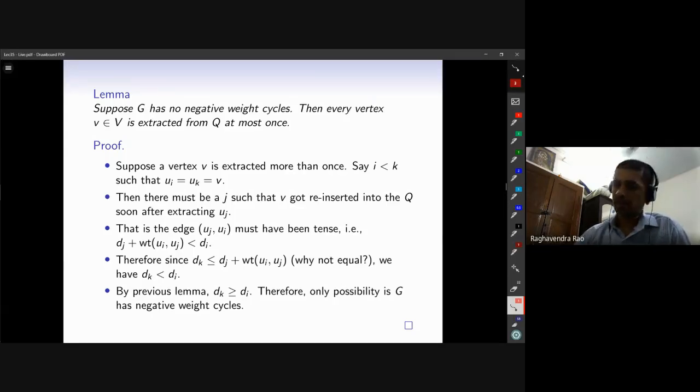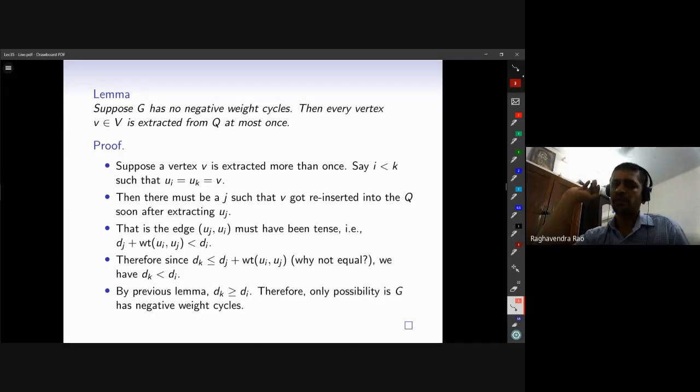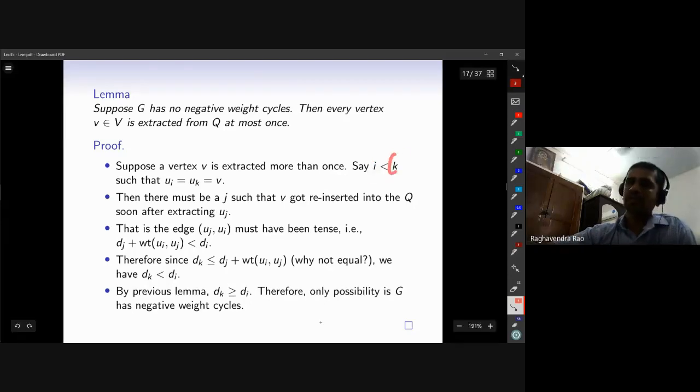So we'll assume the previous lemma. Now suppose there is some vertex v which is extracted more than once. Let's have our indexing notation. Suppose it is extracted at the ith iteration as well as the kth iteration. That is, suppose there are i less than k such that u_i is equal to u_k is equal to v.